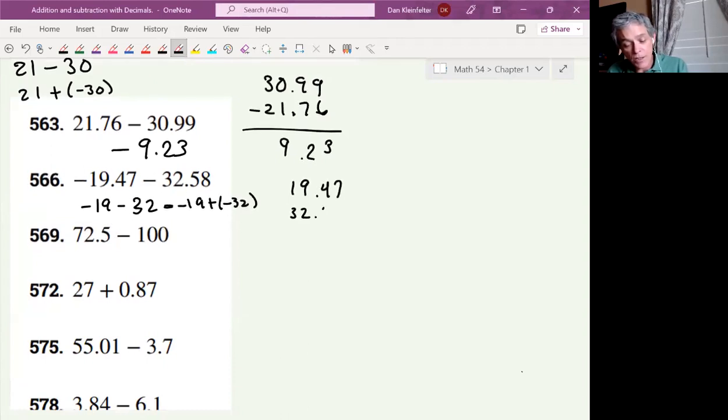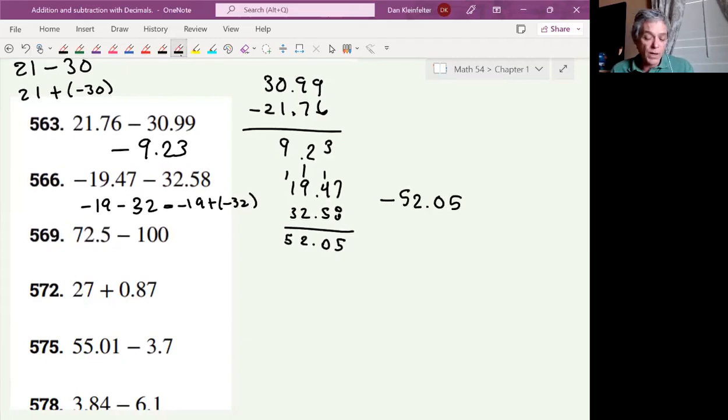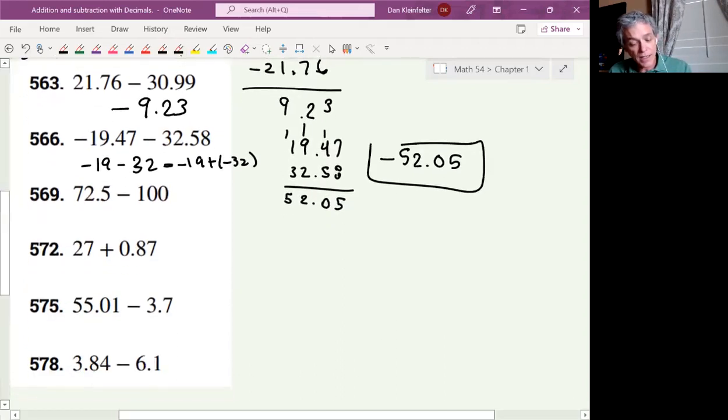19.47, 32.58. Okay, keeping the decimals aligned, that will give us 15 and 10. That's one more, 10, 12. And it looks like 52.05, but then it's going to be negative, right? Okay, so that takes us to the end of 566.